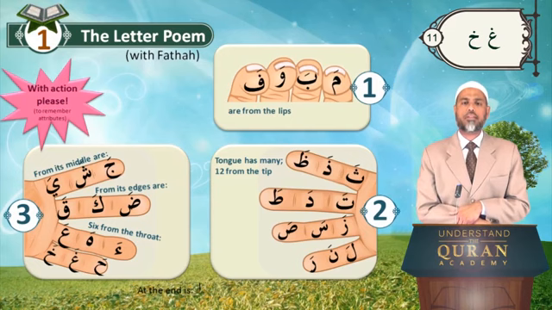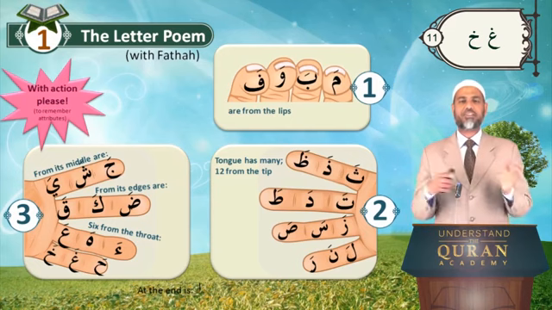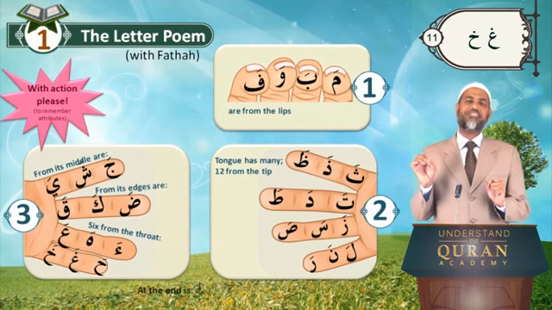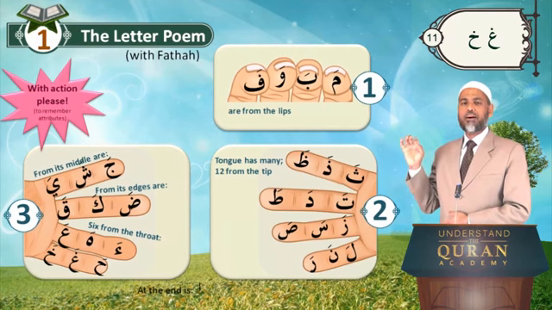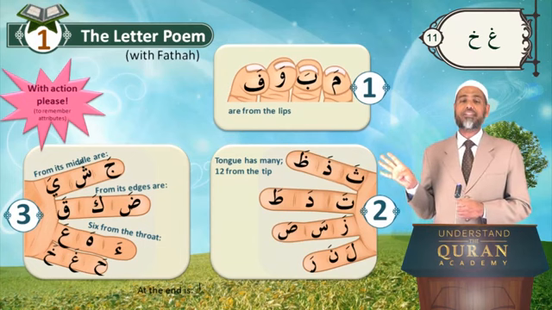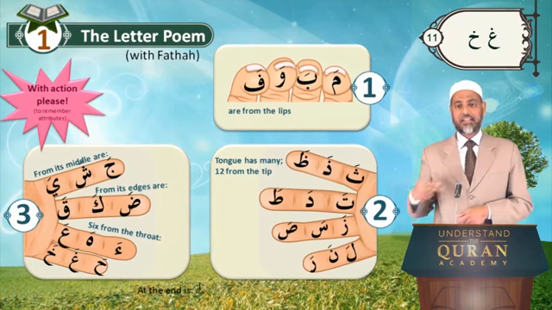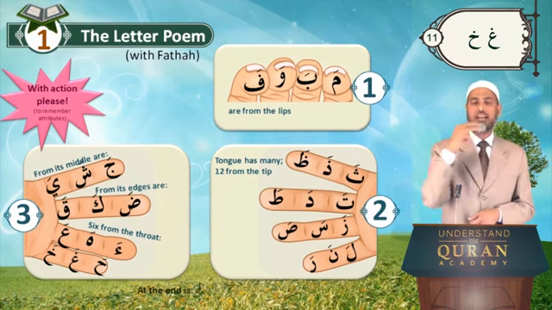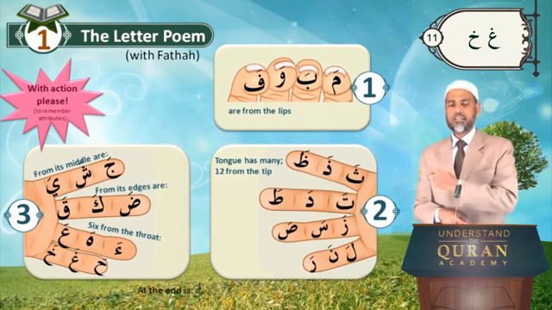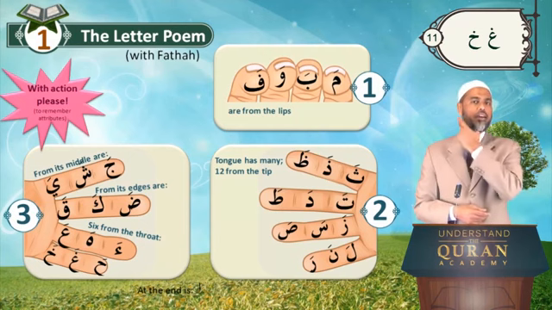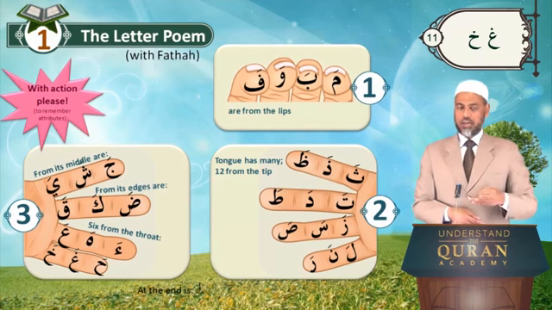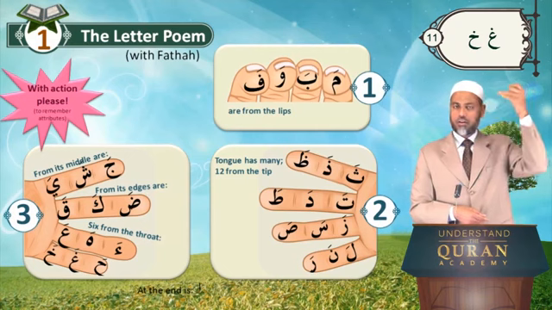Okay, so let us recite our poem. We have completed all the letters, alhamdulillah, and all the letters are now on your fingertips. Okay, come on. Ma, ba, wa, fa are from the lips. Tongue has many, 12 from the tip. Ta, the, da, ta, da, fa, za, sa, so, la, na, ra. Ra is just thick. From its middle are ja, sha, ya. From its edges are da, ka, qa. 6 from the throat, a, ha, a, ha, gha, kha.